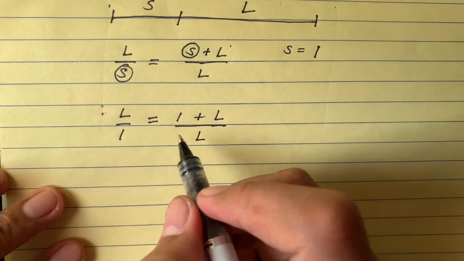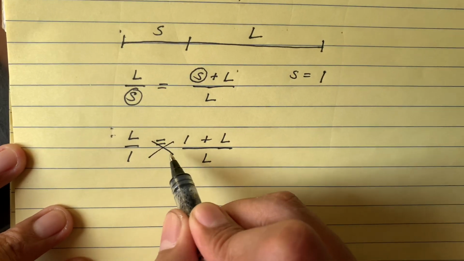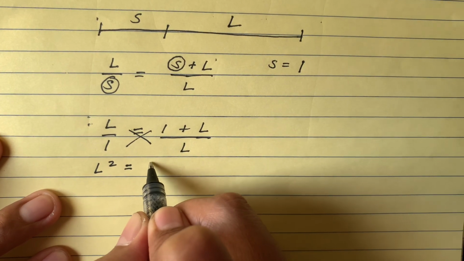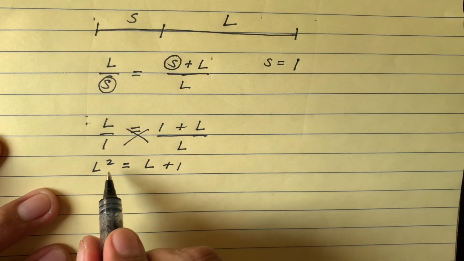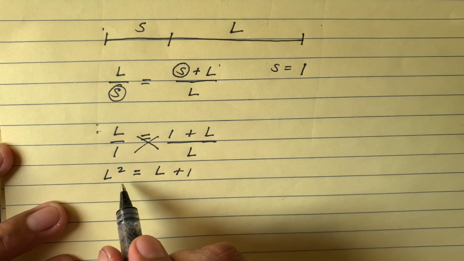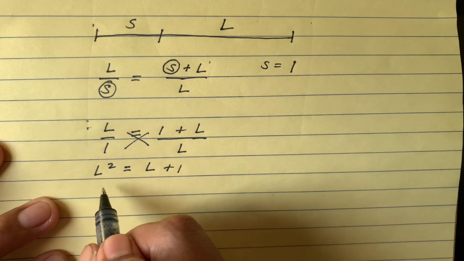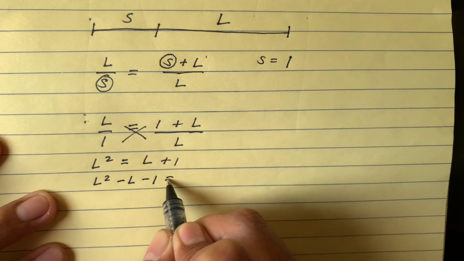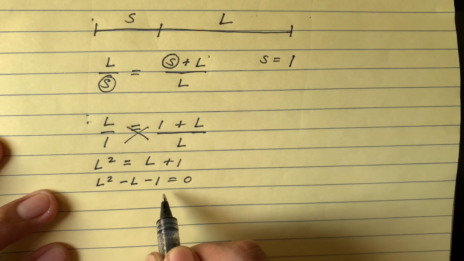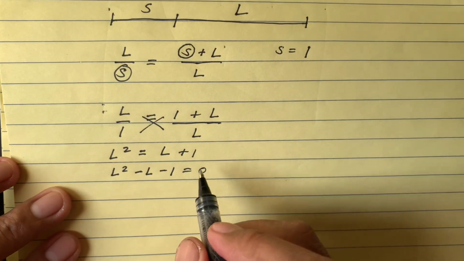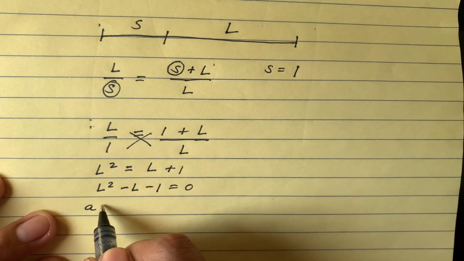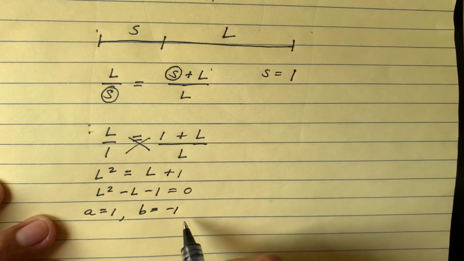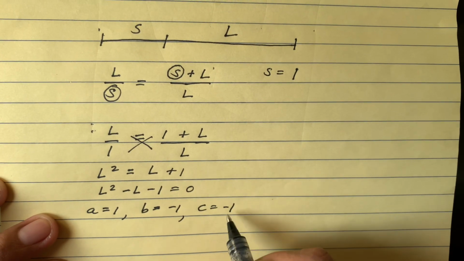Now we are going to cross multiply. Cross multiplying, we have L squared equal to L plus 1. As you can see, we now have a quadratic equation: L squared minus L minus 1 is equal to 0. This is the standard form of a quadratic equation. The value of A is equal to 1, the value of B is equal to negative 1, and the value of C is equal to negative 1.